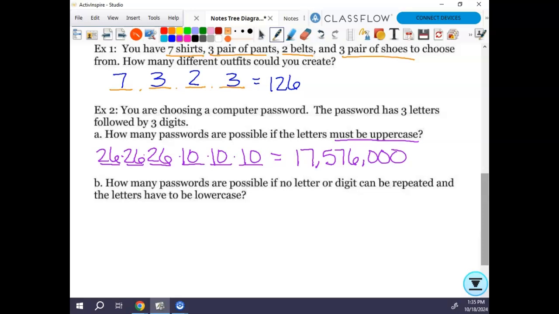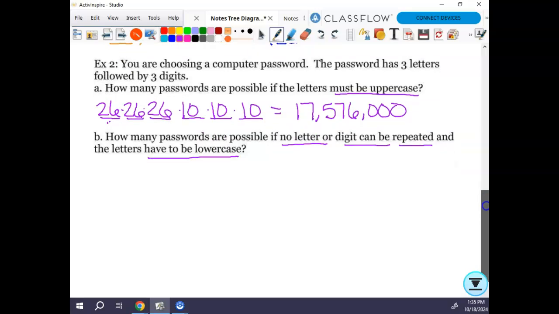And sometimes things like this, because we'll talk about another, which I don't know what the answer is off the top of my head, we'll have to actually multiply it out. I'll give you one other example when we're done, which always seems wacky to me. How many passwords are possible if no letter or digit can be repeated and the letters have to be lowercase? Now just think about if they could be uppercase or lowercase, I'd actually have 52 to choose from, because it would basically double my alphabet. So now I can't repeat anything.